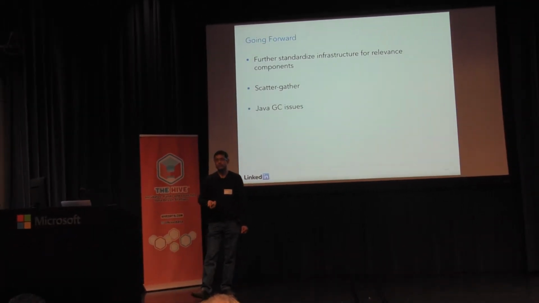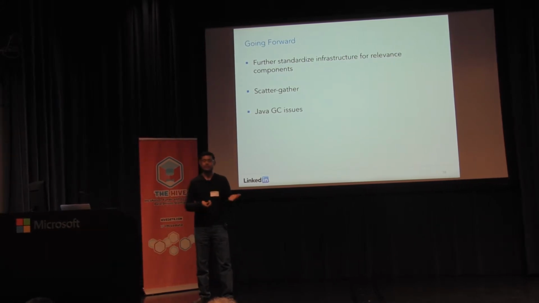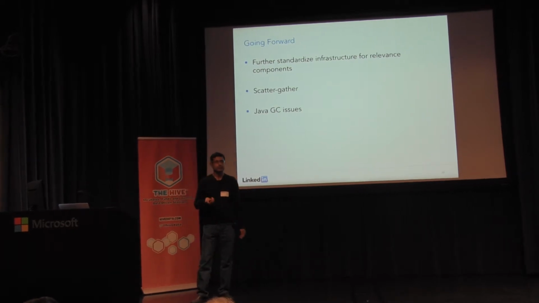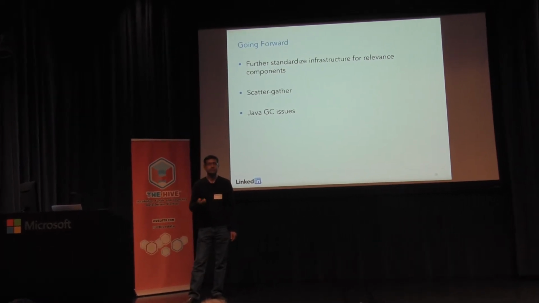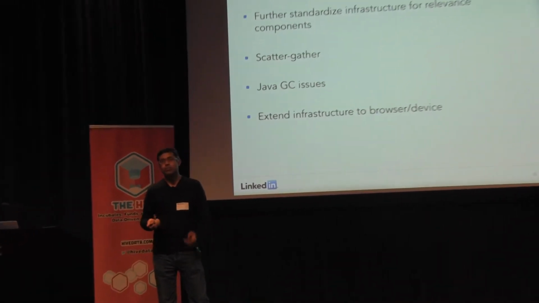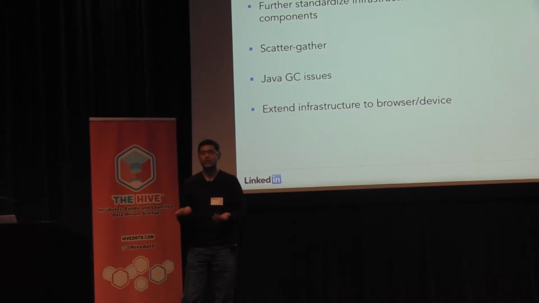This problem gets worse with Java garbage collection. You have 9 of them responding in 10 milliseconds. The 10th one has garbage collection happening. It waits for hundreds of milliseconds. So that's a bigger problem, and we need to deal with issues of that kind. So we're working on some of these. And as I said, we need to extend the infrastructure beyond the backend. Search is no longer a backend problem.